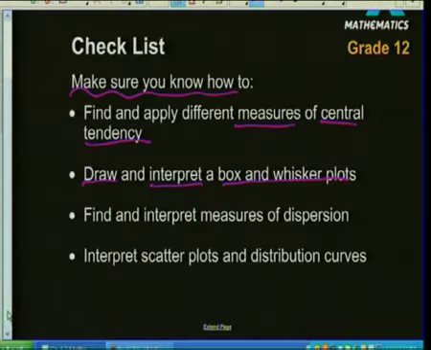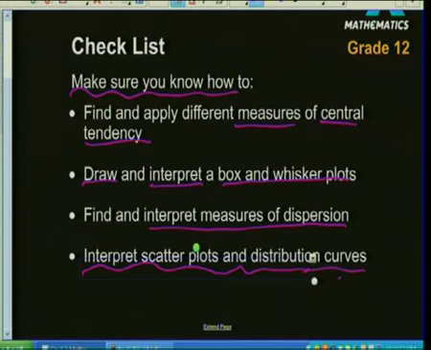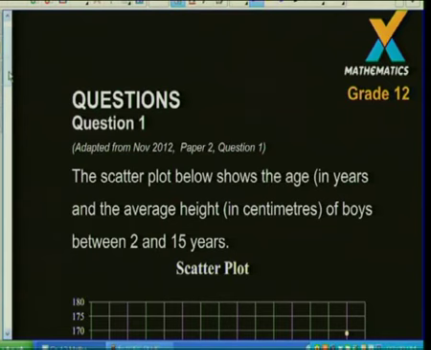Okay, fantastic. Next, you must know how to find and interpret the measures of dispersion. Guys, this is your average, your standard deviation, and interpret the scatter plot of a curve. Great. So by now, I think you've done this, and you have an idea what I'm talking about. So let's see what problems I have. Try this with me. Okay, guys, let's start with question 1.